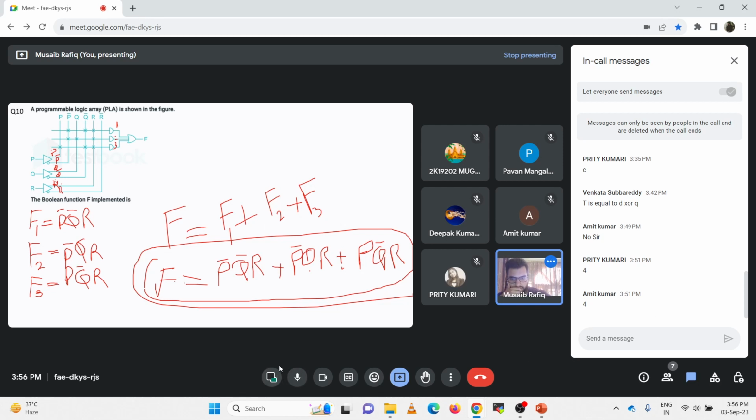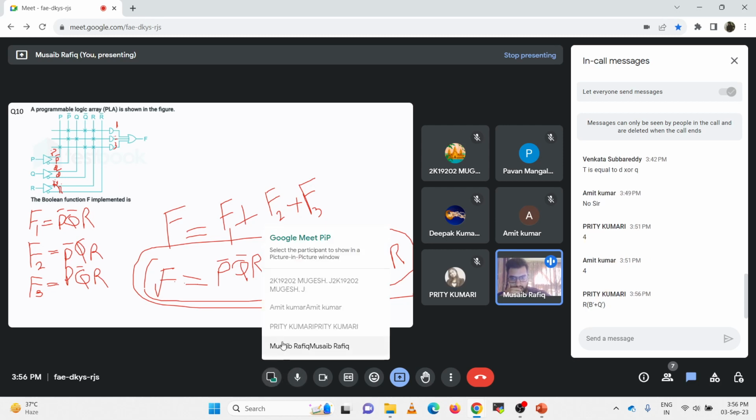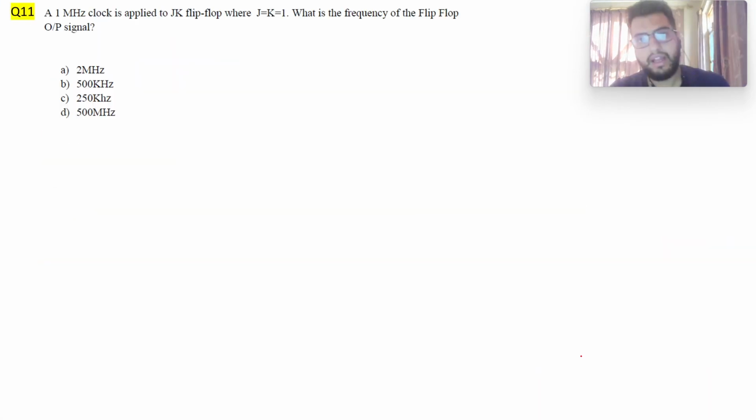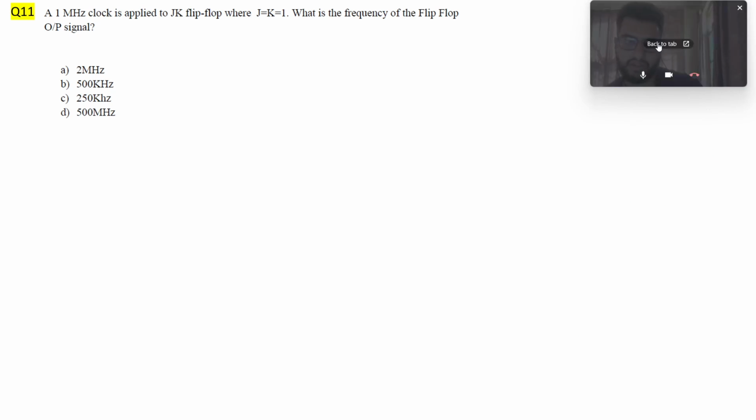Now we have question number 11 at hand, which states that a 1 megahertz clock is applied to a JK flip flop where J equal to 1, K equal to 1, and what is the frequency of the flip flop at the output? So for a JK flip flop with a 1 megahertz clock with J and K equal to 1, you need to figure out what will be the output frequency. We have already done this type of question. I expect you guys to do it quickly.